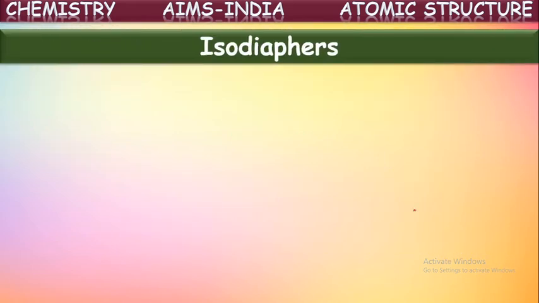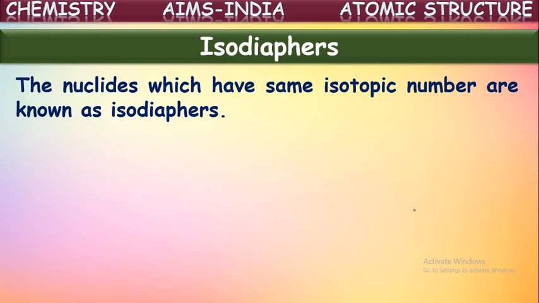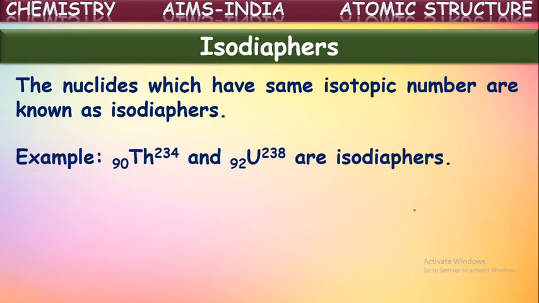Next, isodiaphers. The nuclides which have the same isotopic number are known as isodiaphers. So just now we have seen isotopic number. The difference between the neutrons and protons of an atom is called isotopic number. The atoms which are having the same isotopic number are called isodiaphers. For example, thorium and uranium. These two are isodiaphers because they have the same isotopic number.